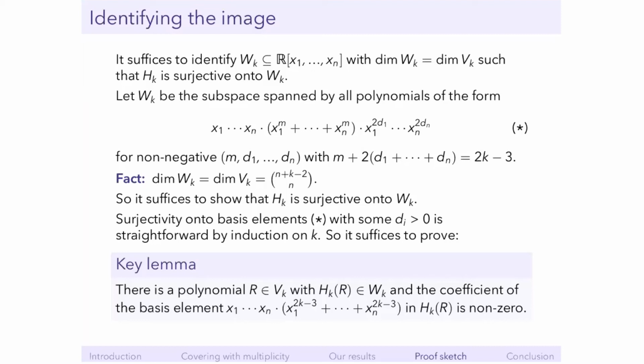So does everyone believe that it suffices to prove this key lemma? And we're already making progress, right? Because before we were trying to prove a for all statement that for every polynomial in V_k, its degree is n plus 2k minus 3. And we seem to be in better shape because now it suffices to prove a there exists statement. It suffices to prove just that there exists some specific polynomial r with all these properties.